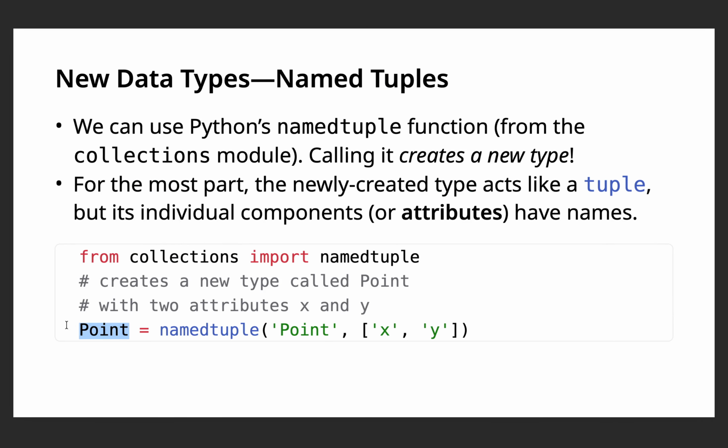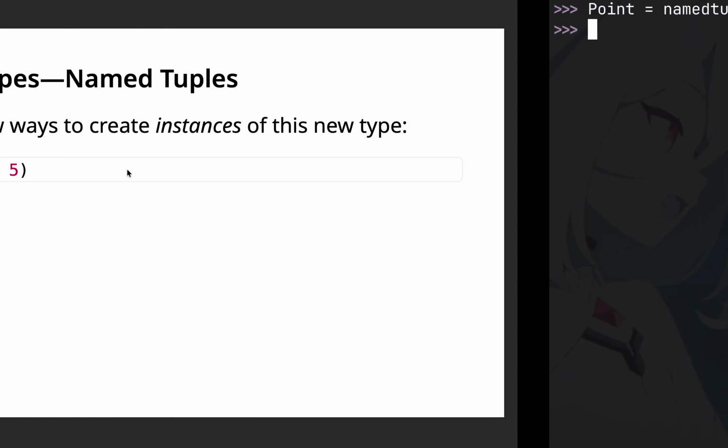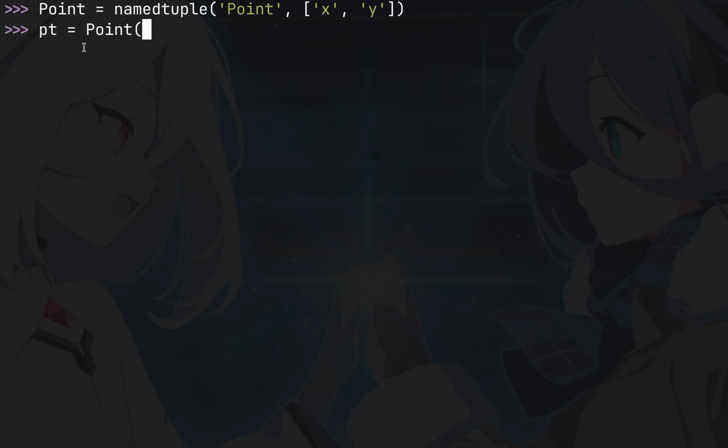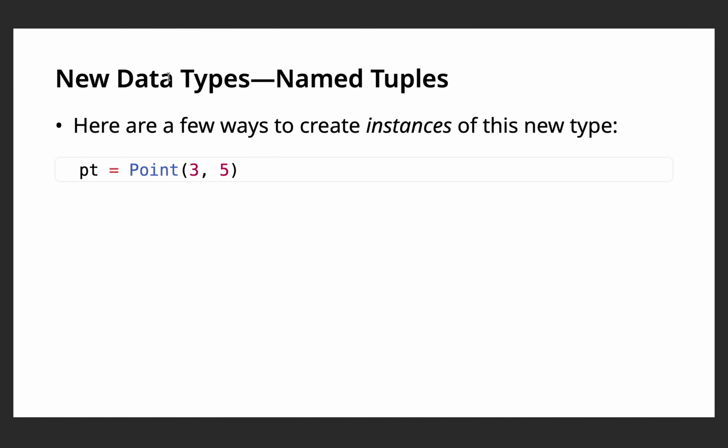So how do you use this new type? Well, one way is to do it like this. Here you have a point where you use the type Point, then you give it the numbers 3 and 5. So this is now a point where the x corresponds to the value 3, and the y attribute corresponds to the value 5. So now you made an instance of your new type. Just like how 1 is an instance of int, 1 is an int, this point is an instance of this Point type. Okay?